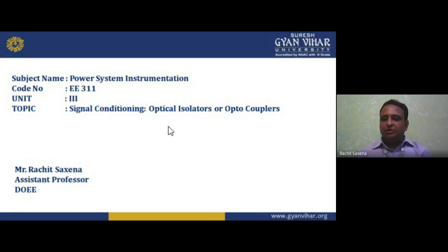Now, my dear students, one thing I want to tell you is that power system instrumentation is a very important subject, which basically deals with the type of instruments we are using in the power system for measuring purposes. In unit number 1, we have studied about the errors of these instruments. So many errors we have: random errors, instrumental errors, environment errors.